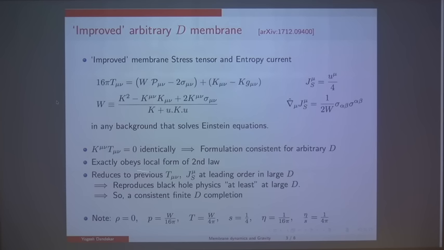It reduces to previous stress tensors and entropy current at leading order in large D. So we are guaranteed to reproduce black hole physics at least at large D. So it is a consistent finite D completion of the leading large D membrane equations. Notice in particular that the energy density for this stress tensor vanishes. Pressure and temperature depend on this quantity W, and in particular eta over S is 1 over 4 pi.